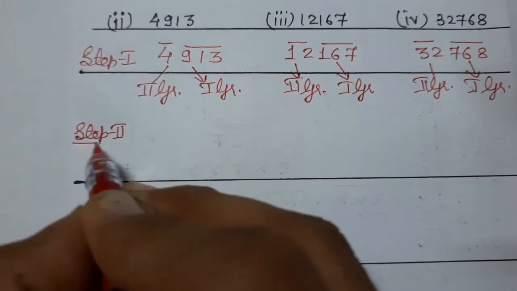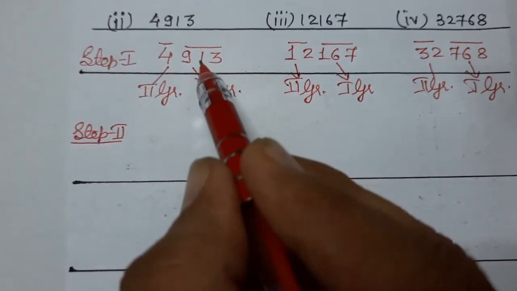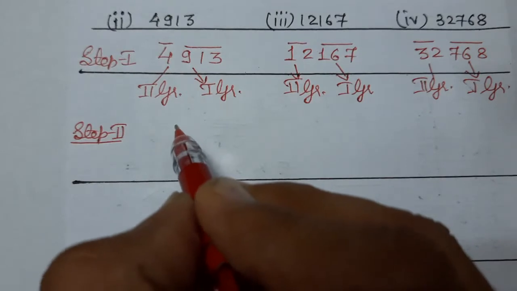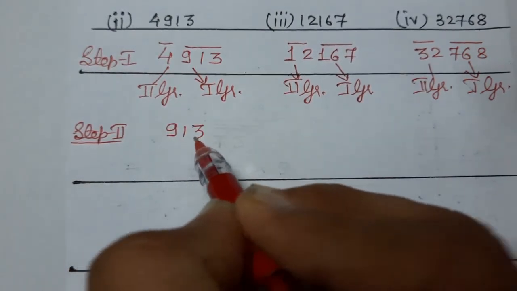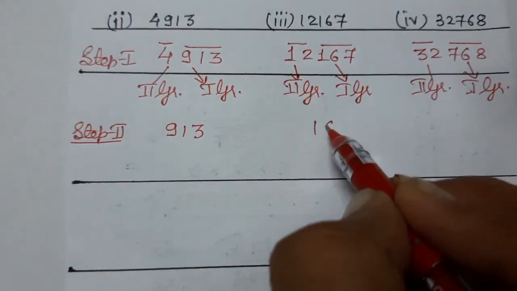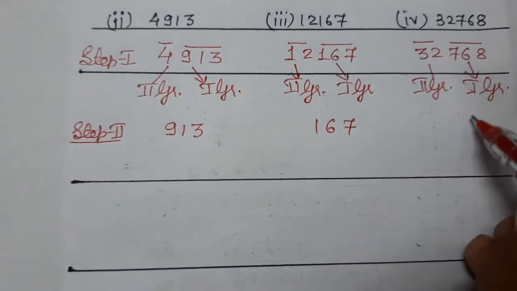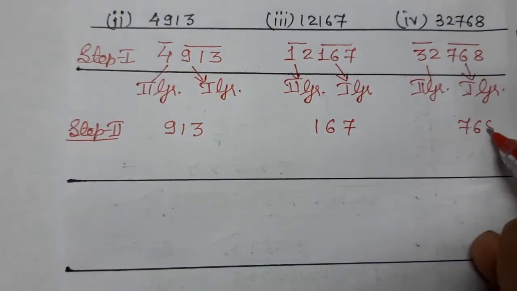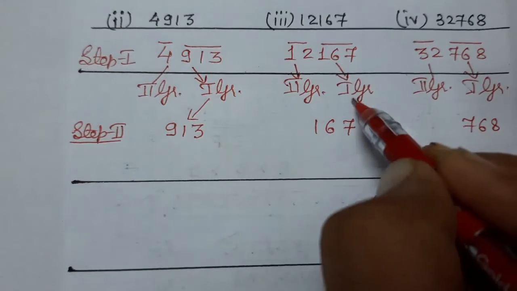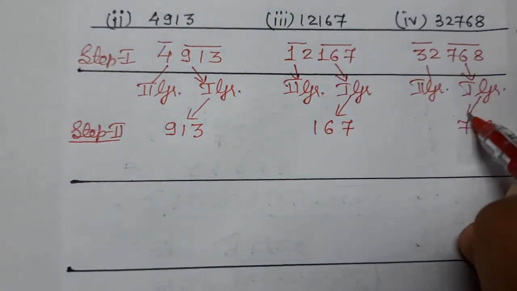In step 2, we have to take the first group. So what is the first group? 913, what is the first group here? 167. And what is the first group here? 768. We have to take the first group first. ये first group हमने ले लिया.